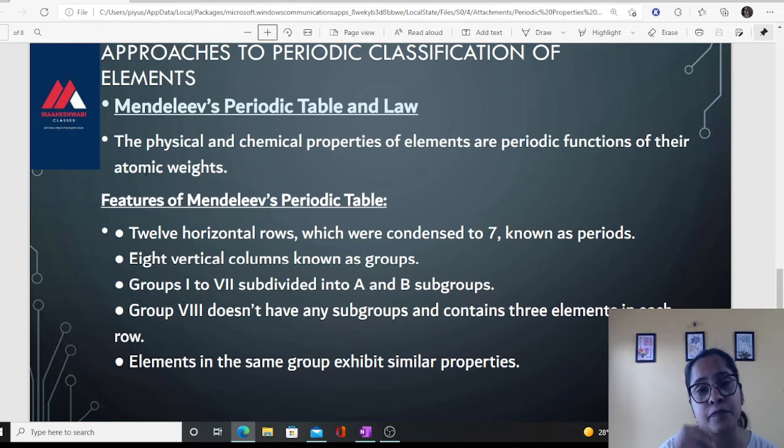ठीक है, number of protons और neutrons का जो weight है, that is atomic mass or atomic weight, और जितने आपके number of protons हैं, which is equal to the number of electrons as well, that is your atomic number. So we'll discuss that later in detail.